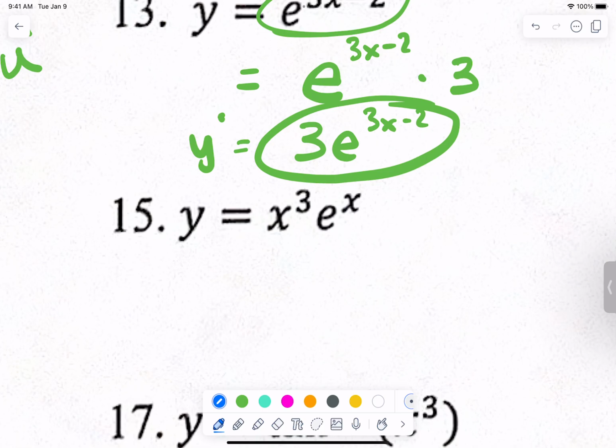Women. Well, what's that in women's? 15. It is a product. Even though it's to the x power, the x is the... Uh-huh. 15. Uh-huh. So okay, great. Yeah. So 15 is a product. Product rule: f prime g, g prime f.